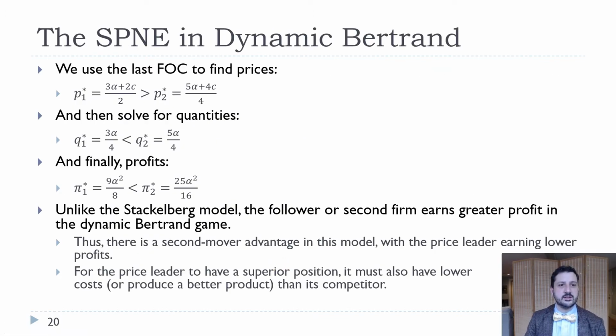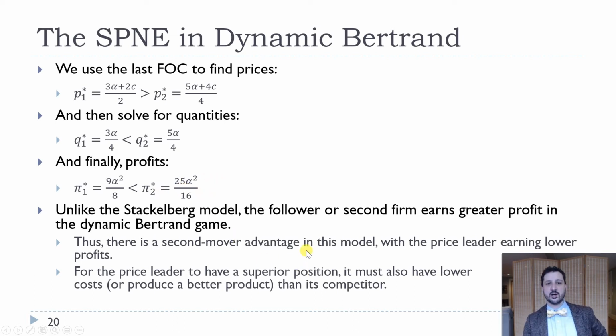So let's look now at the prices and quantities and profits for the two firms. In this case, we do get, not surprisingly perhaps, that firm 1's price is higher than firm 2's. So 3 alpha plus 2C over 2, whereas firm 2's price is 5 alpha plus 4C over 4. But because of that higher price, they're actually going to sell less. Remember, they were symmetrical demand functions. And so quantity 1 is just 3 alpha over 4, and quantity 2 is 5 alpha over 4. And because of that, the higher price is not, in this case, enough to compensate for the lower quantity, and profits for firm 1 are 9 alpha squared over 8, which is less than profits for firm 2, which is 25 alpha squared over 16.